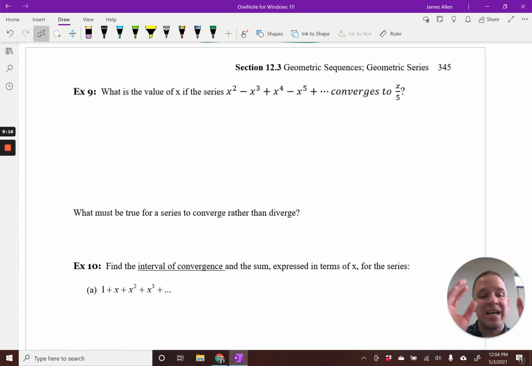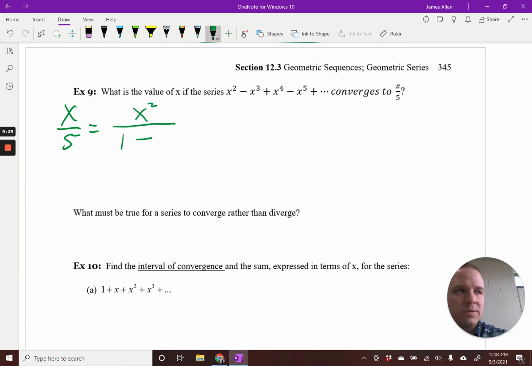When it says that sum converges to x over 5, it means adding and subtracting, putting all those terms together will give you x over 5. That's not one of the terms. That's the sum of that convergent series. Oh, so that's what the sum equals. So that means I could say x over 5 is equal to x squared divided by 1 minus my common ratio. What's my common ratio? Well, if I go from x squared to negative x cubed, I'm multiplying by a negative x. And then if I do it again, I get to x to the 4th.